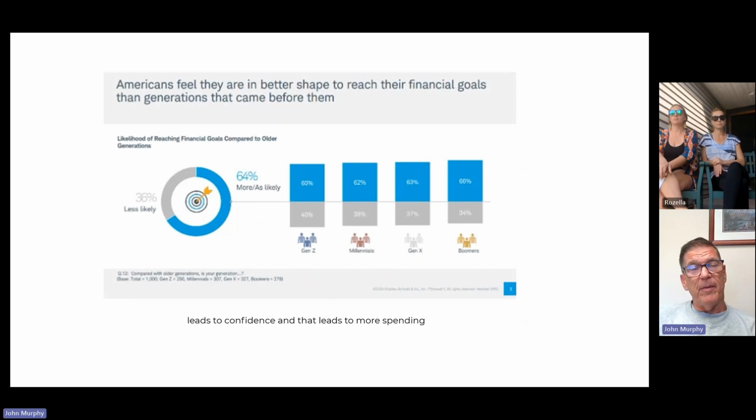However, with that mixed data, Americans are feeling better about their future. They think they're in better shape to reach their financial goals than the generation that came before them. You can see that 60-some percent of Americans, depending on what age range we're talking about, believe that the younger generation will be better off financially than previous generations. And you guys are pretty young. How do you feel about that?